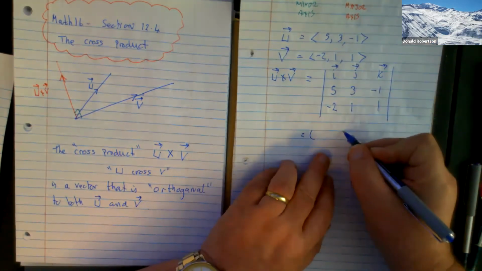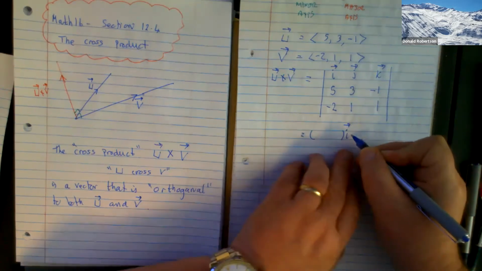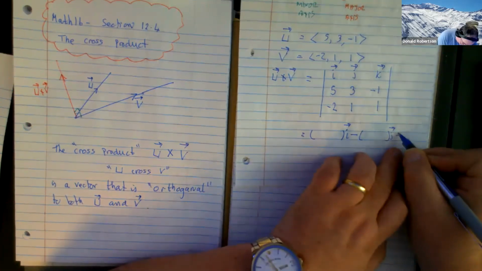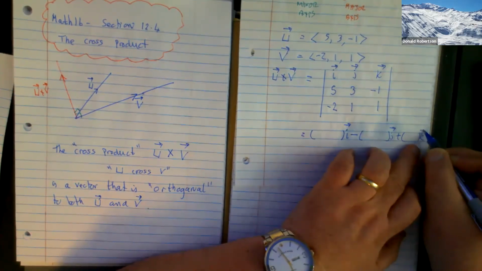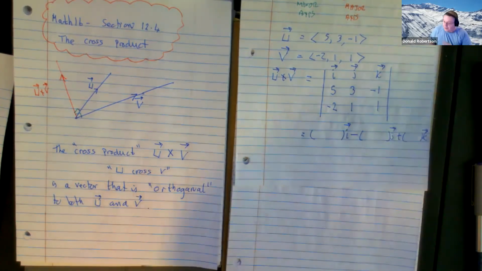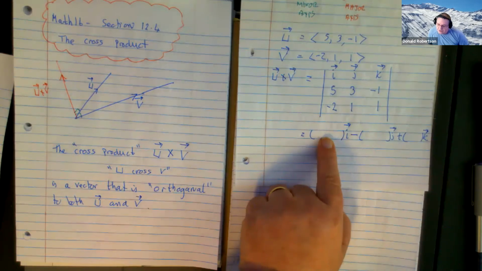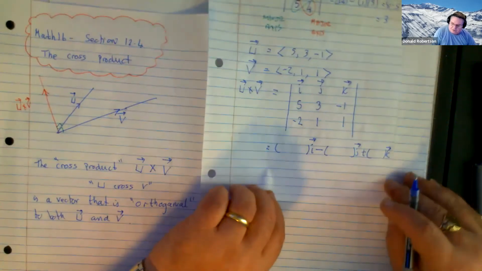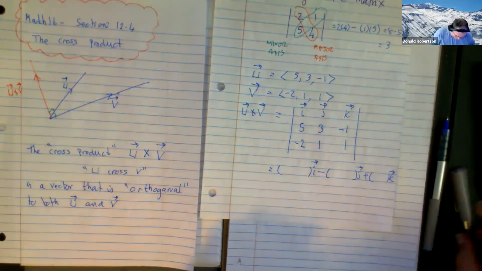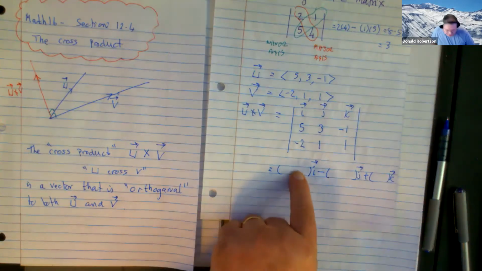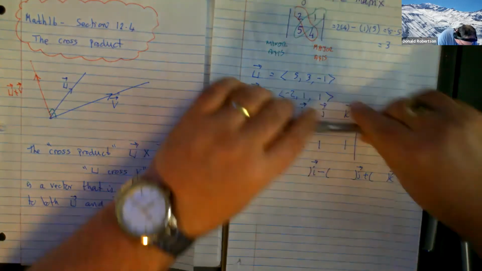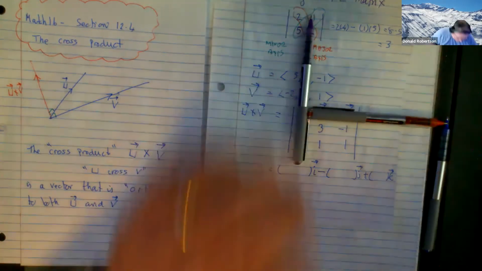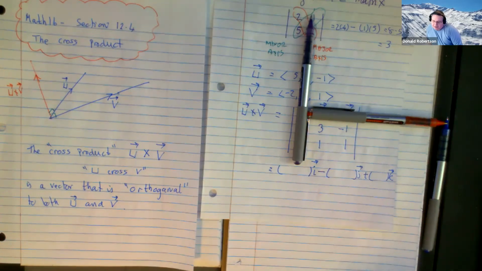The answer is going to have 3 numbers. So many I's, take away, I know that's weird, but take away so many J's plus so many K's. So once I get a number here, here, and here, I'm done. So many I's, take away so many J's plus so many K's. So let's show you how you get the numbers. I want the answer that goes here. Cover up the row and the column that has an I. Do you see a little baby 2x2 matrix?